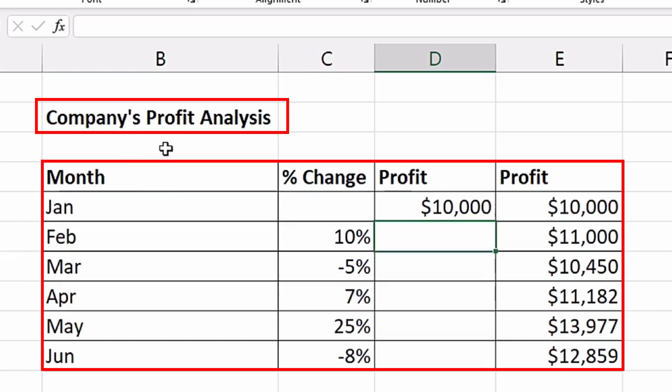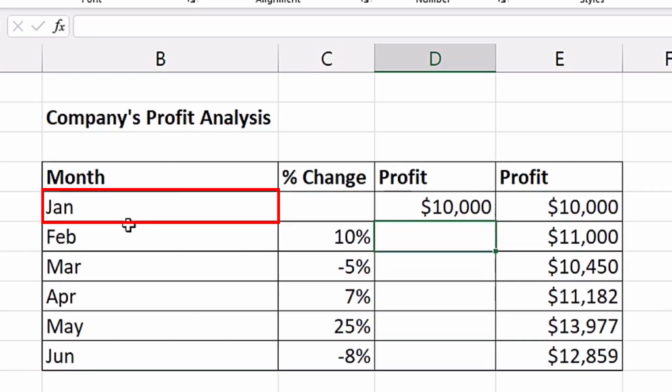Now here we have the company's profit analysis. In January, the company made a profit of $10,000. Then in February, the profit increased by 10%. In March, the profit again decreased by 5%. And it goes on like that for these months here. So we want to get the exact profits corresponding to these percentage changes here.